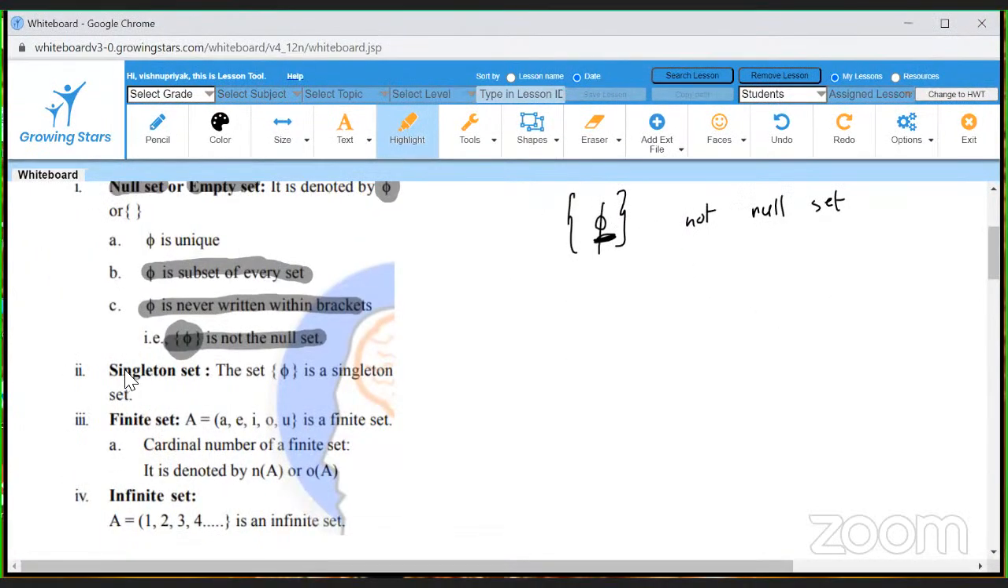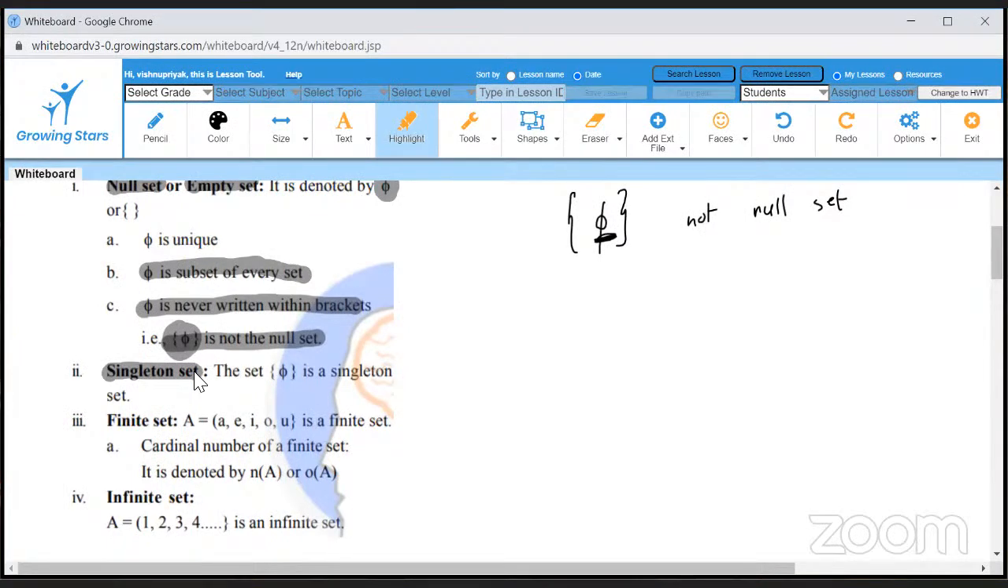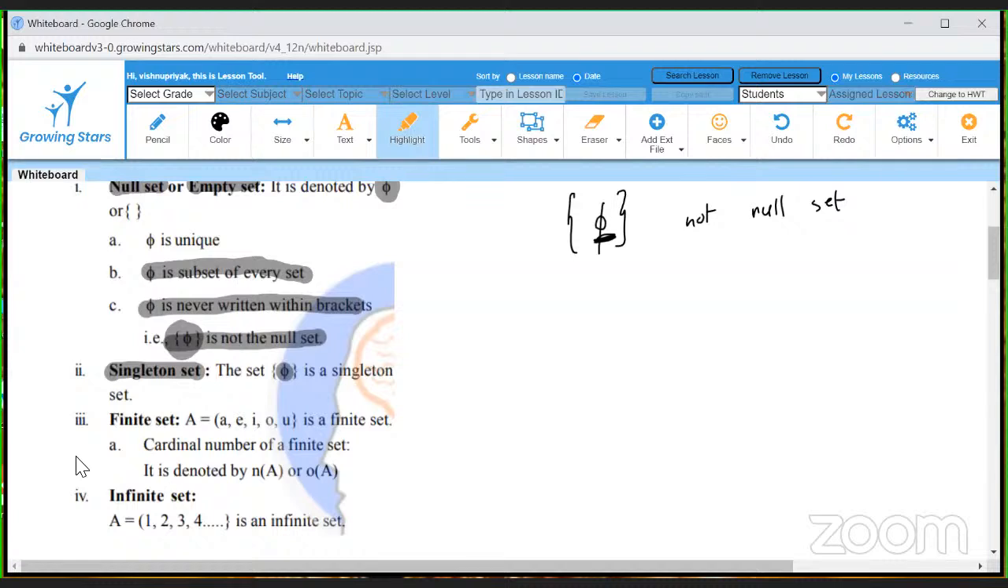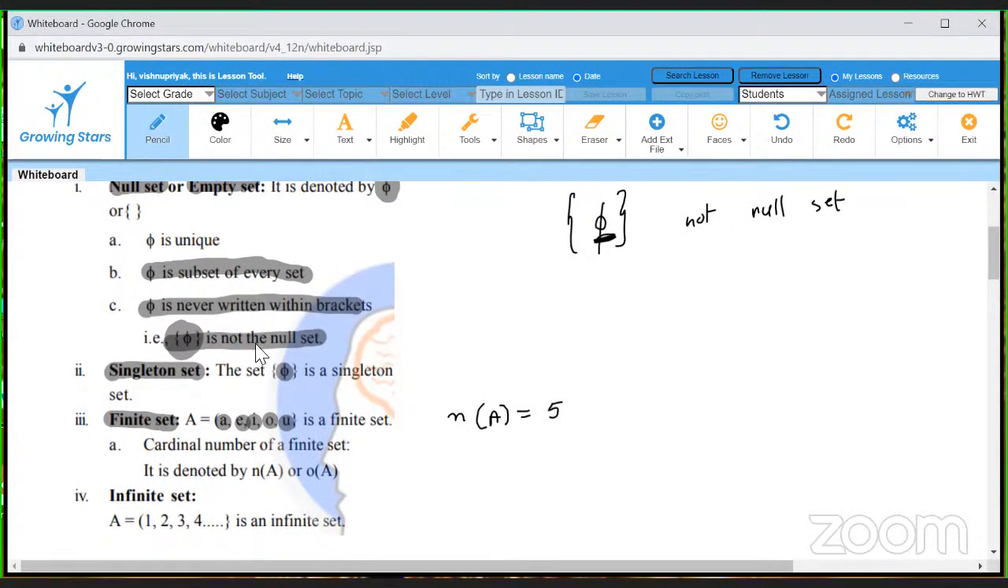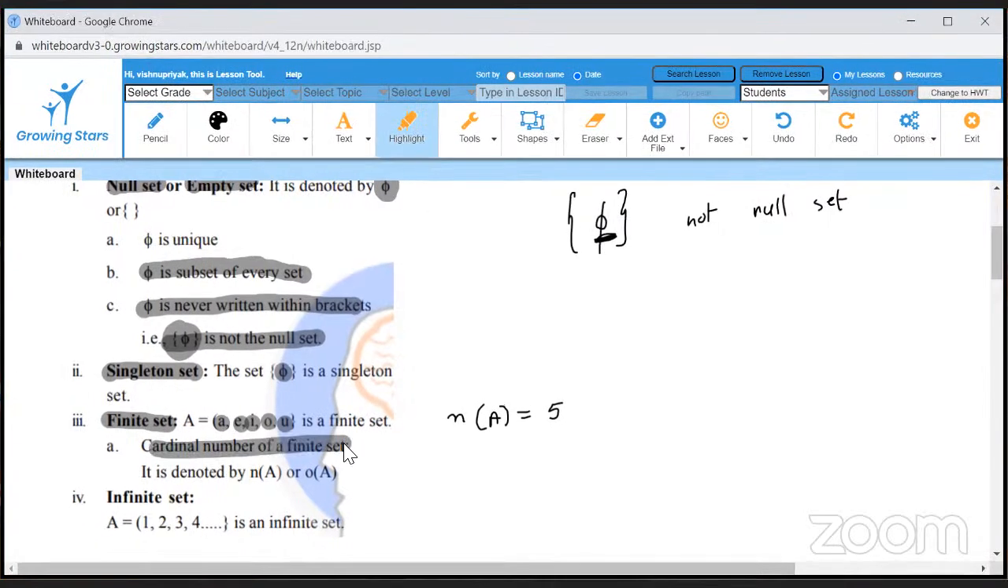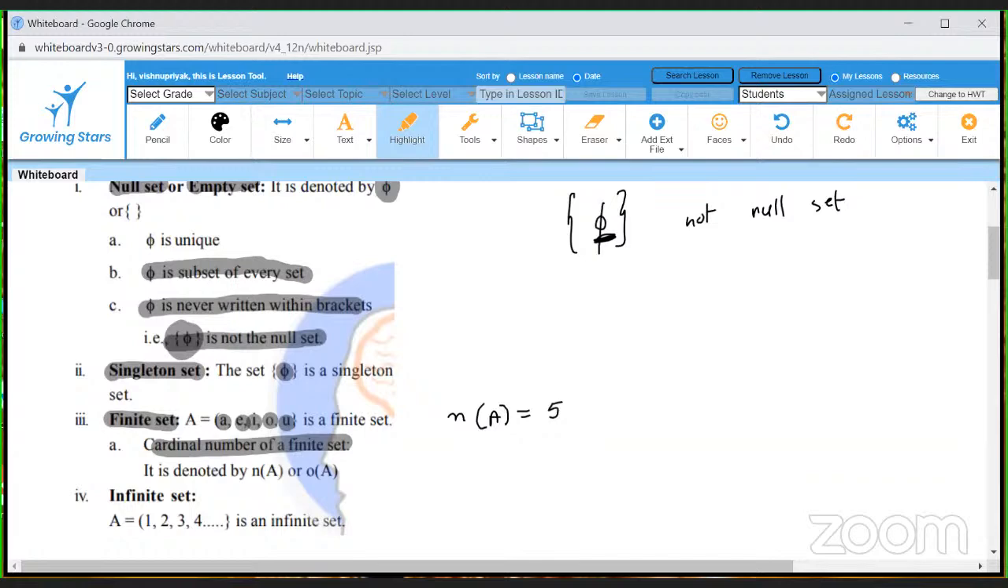The next is the singleton set. If the set has only one element, that is called a singleton set. A finite set means if you can count the elements, say 1, 2, 3, 4, 5 elements are there, that set is called a finite set. And the number of elements in this set A is written as n of A, the cardinal number of the set, which is 5.